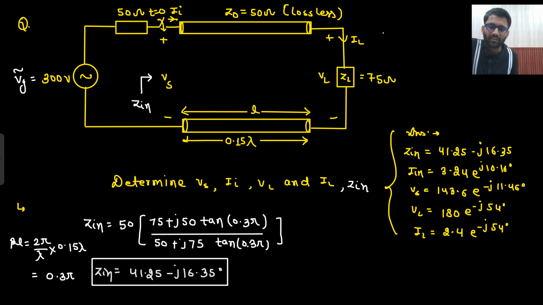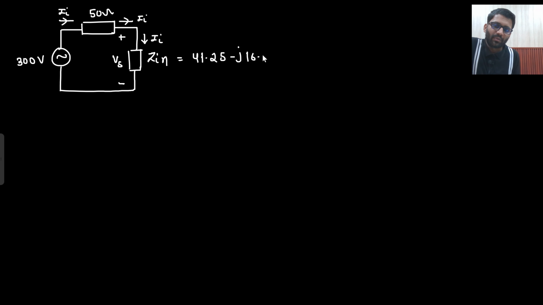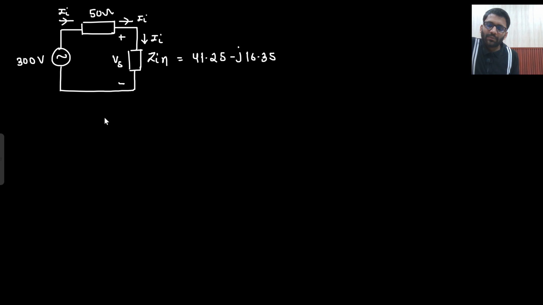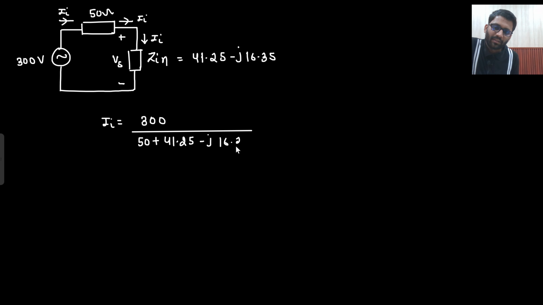So what can we find? Let's first find I in only. And what is my Zin? 41.25 minus j16.35. Here did I put degrees? Why am I putting degrees? This is not a degree here. So I in, if I find, would be equal to 300 volt. This is just calculation now, just mathematics. 300 volt divided by the total impedance, that is 50 plus 41.25 minus j16.35. So now I just need to do the calculation.